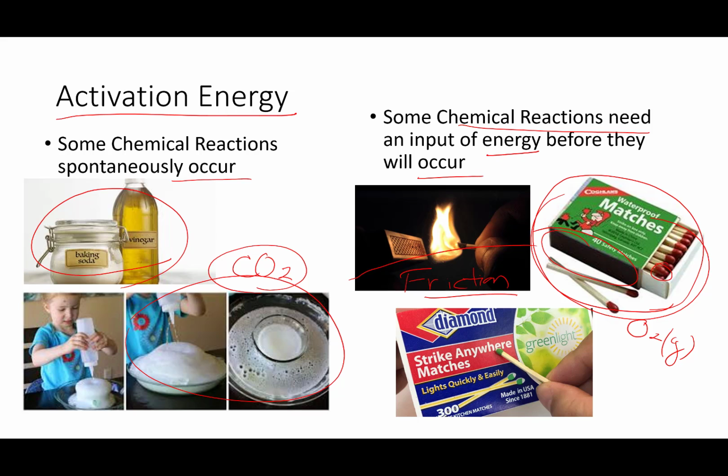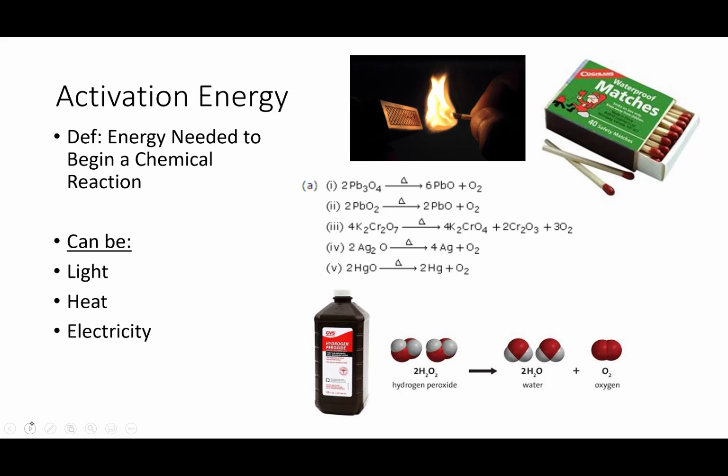Now, that energy you have to put in to kick that reaction into going, that's called the activation energy. The official definition is energy needed to begin a chemical reaction. And when we were learning how to write chemical reactions, we very often included that information above that yield sign. If we put a little triangle there, that meant heat. But sometimes activation energy can be light. Sometimes it needs to be electricity. But some reactions, you just got to give them a little oomph in order to get them going.